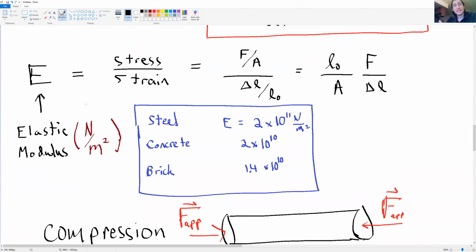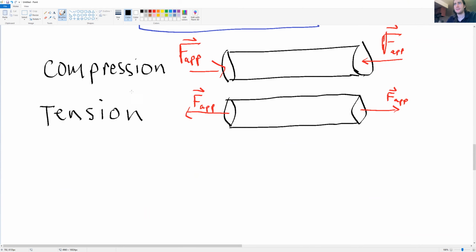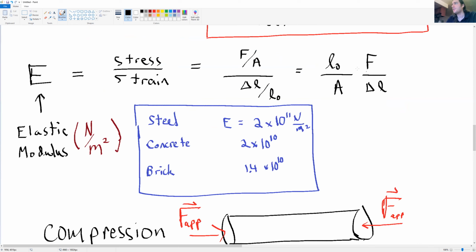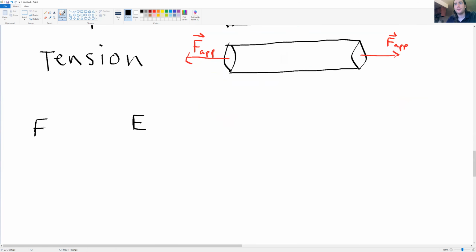So we defined the elastic modulus. Let's rearrange the equation now. I've been talking for a while, and I want to get into some examples. So let's put the elastic modulus there. The elastic modulus is equal to L0 over A, times F over delta L. Let's move all the stuff to the other side. So F is equal to A over L0 times E, and then there's this delta L here.